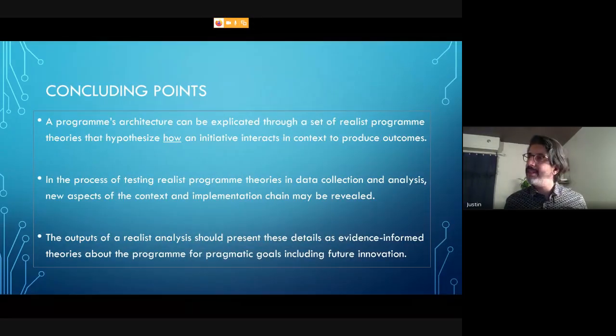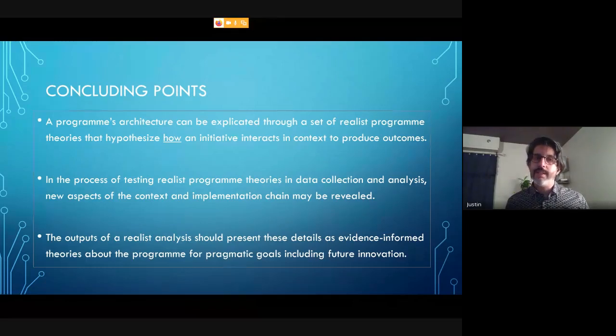And just three more points, and then we can turn it to questions. So a program's architecture can be explicated through a set of realist program theories that hypothesize how an initiative interacts in context to produce outcomes. Sometimes it's all about the context. Really, your analysis becomes very context heavy, because there are certain aspects of the context that are incredibly favorable or incredibly unfavorable to the intervention.